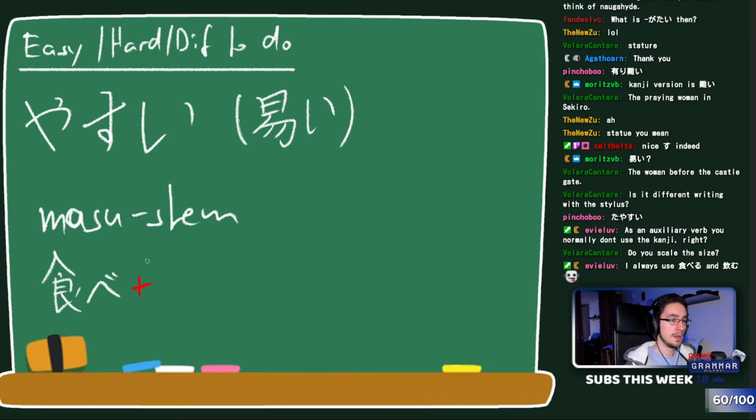I have thought about this in the past: is there any sort of rule for when you add something to the te form and when you add something to the mas stem? Honestly, I haven't really found an answer to that. It just happens that some auxiliaries like to stick to the te form, and some like to stick to the mas stem. It just seems to be like that.